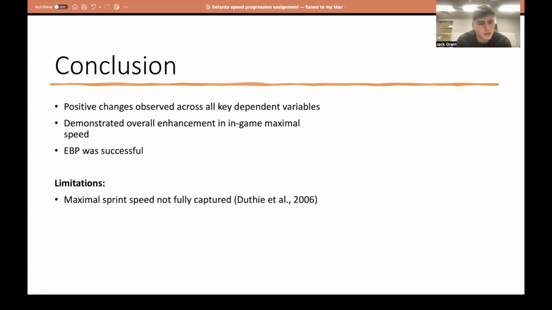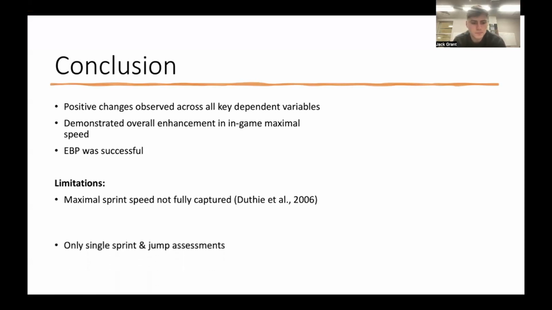Limitations that have to be mentioned. Maximal sprint speed wasn't fully captured. This is obviously due to maximal velocity being at about 50 to 60 meters, but more in-game realistic max speed was captured, as backs or wingers in specific generally reach their top speed and only get the opportunity to reach that top speed at 10 to 20 meters. They're not going to be running 50, 60 meters straight in the game most of the time.